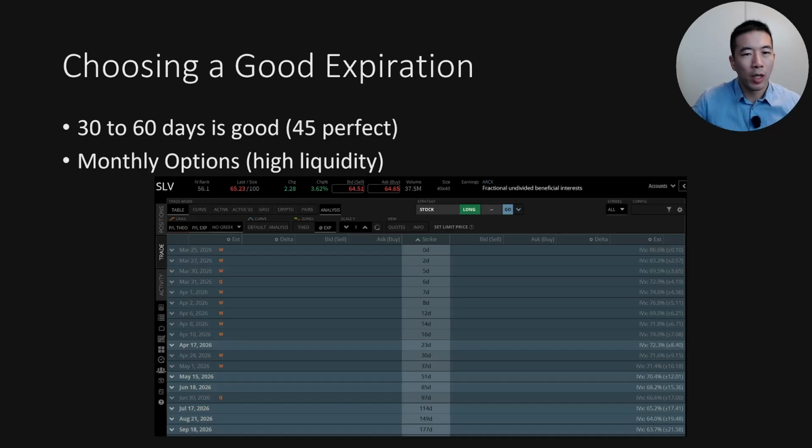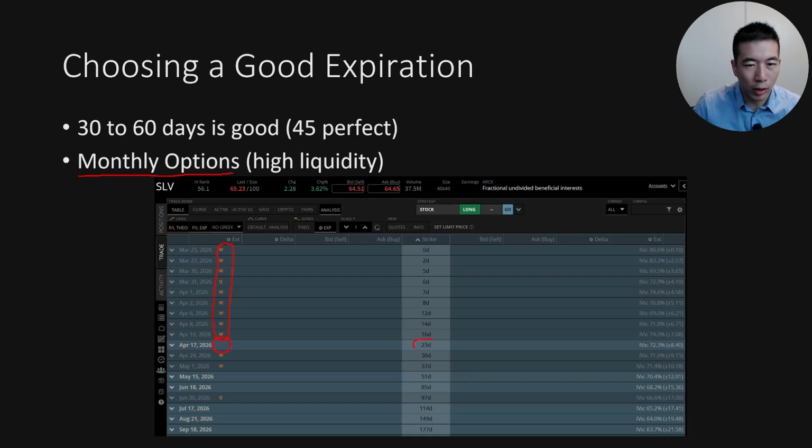Oh, by the way, we only want to be looking at monthly options. What does that mean? If you look at my picture right here, all these with W's, those are weekly contracts. The liquidity on those contracts is lower than monthly. Monthly doesn't have anything.